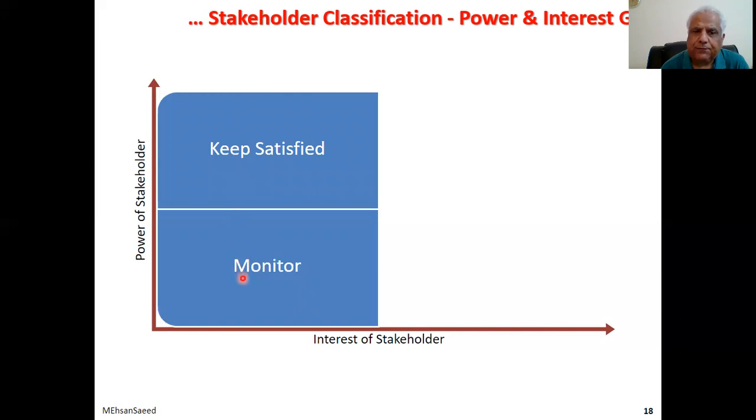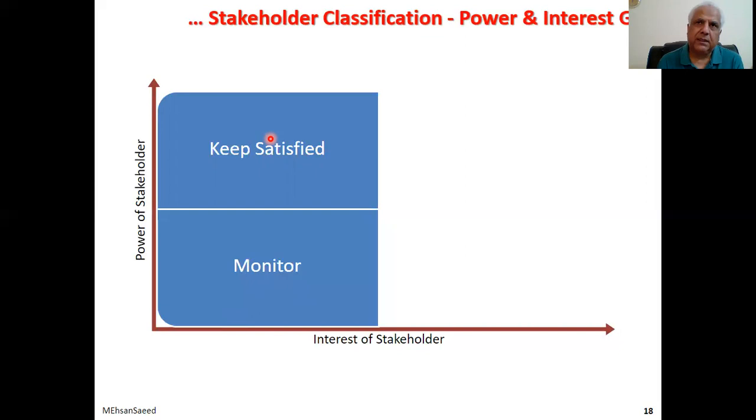Low interest, but they have a lot of power. You have to keep them satisfied. If you are doing a construction project in Islamabad, CDA would fall into this category. They have no interest in your project, but they certainly have a lot of power. Any inspector would come and leave you a notice, stop work, and answer this irregularity, and your work is stopped. You have to keep CDA satisfied in that context.